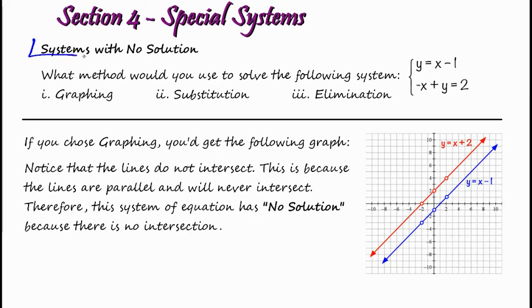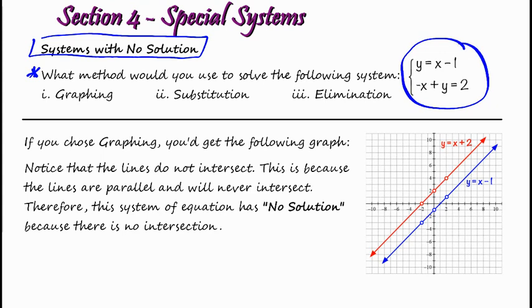Let's look at an example of a system with no solution. The problem starts by saying, what method would you use to solve the following system? You can choose graphing, substitution, or elimination. We're going to look at this system by graphing, and then we'll look using another method.